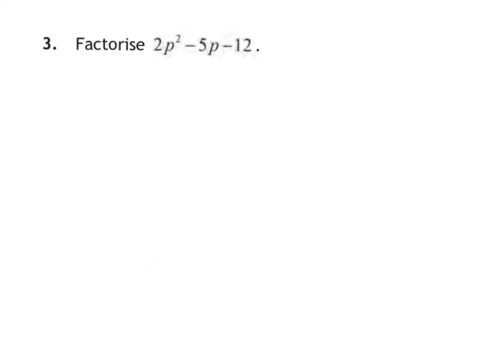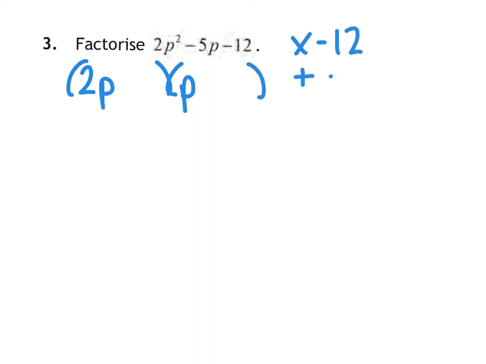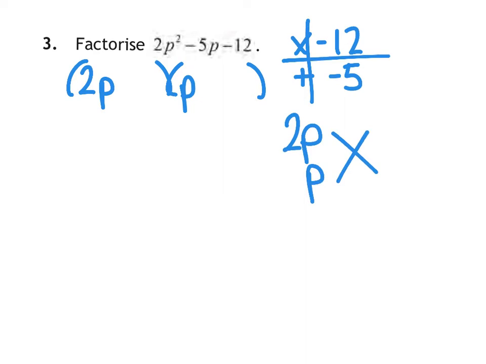Okay, question 3 is a factorise. So there's so many different ways to do this. I'll do the St Andrews cross first of all. So you do 2p and p. You're looking for numbers that multiply to minus 12 and add to minus 5 when you do the thing at the side. So you do 2p and p, then your cross.